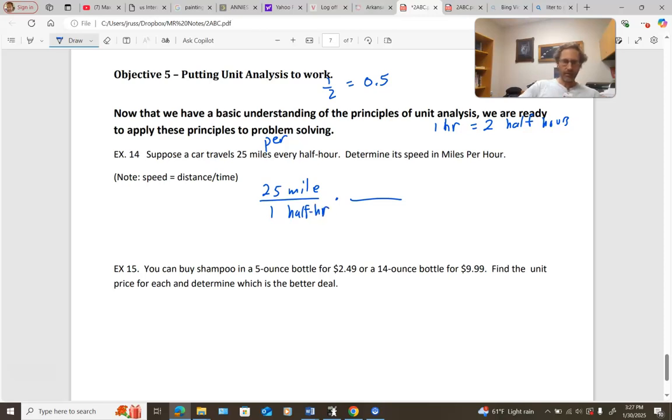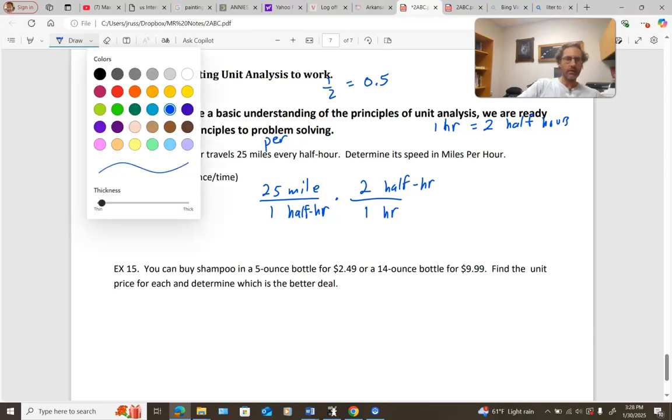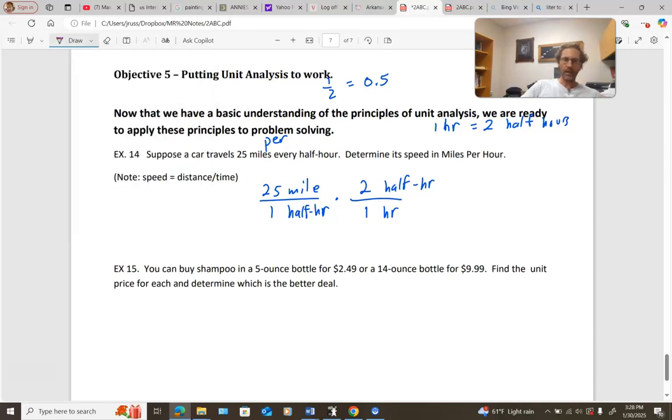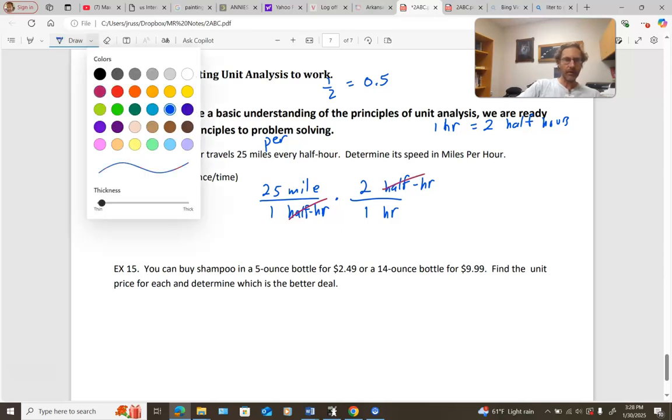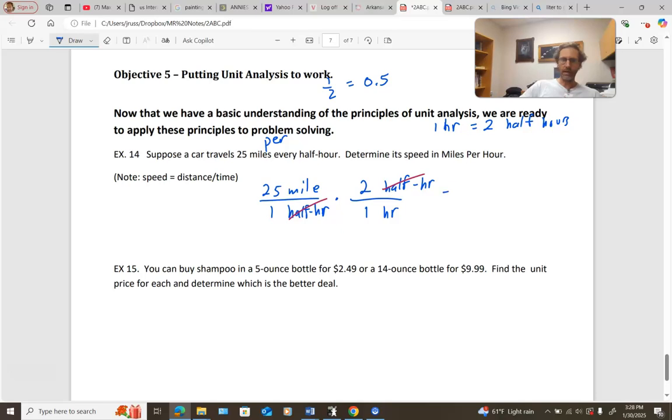Okay. So we want the half hours to cancel. I want to keep the miles. Well, 1 hour is equal to 2 half hours. So I'm going to put my 2 half hours in the numerator and my 1 hour in the denominator. So now you can see that the unit half hour divides out. And so we're going to be left with miles per hour.